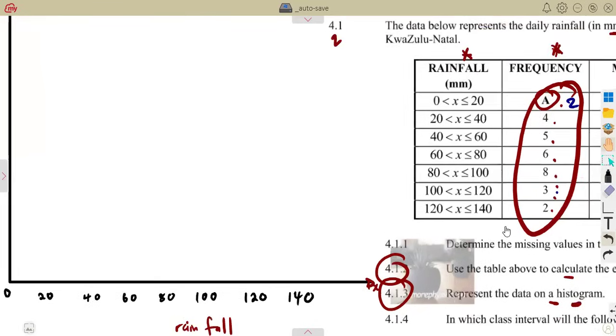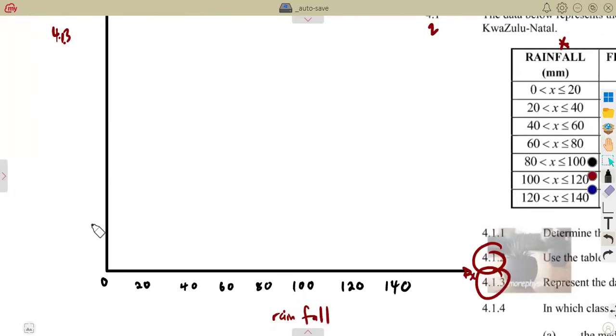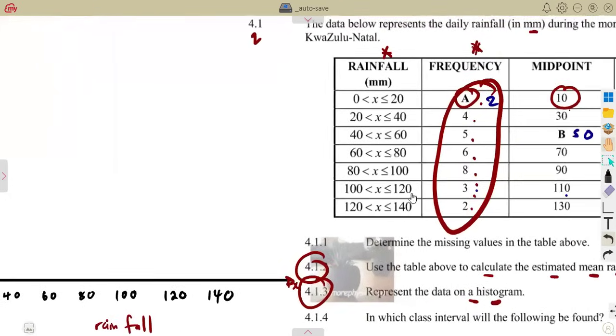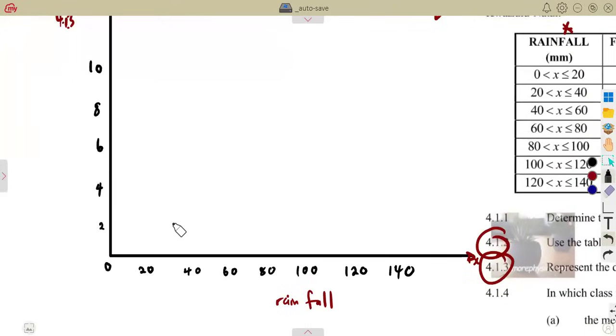Then for the frequency, you're also going to have a scale given there, the one that you'll be given. In this case, it was going to be 2, 4, 6, 8. All right, that was 2, 4, 6, 8. The maximum that we have there is what? It's 8. So it can just go up to 10. Okay, that is for the frequency.